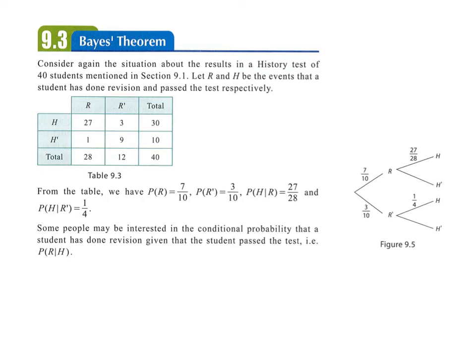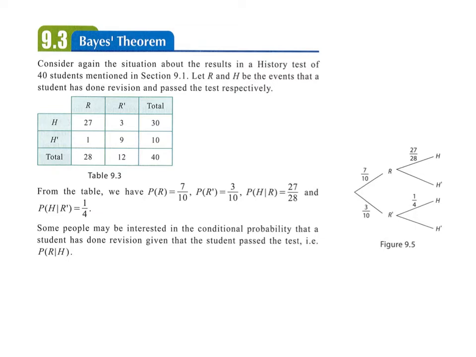And then we can say, by using the tree diagram here, 7/10 of students have done revision, and of those that have done revision, 27 out of 28 passed the test, and 3/10 haven't done revision, and 1/4 of them passed the test. So this is the given condition. Given R, the probability of H is 27/28. Given R prime, the probability of H is 1/4.